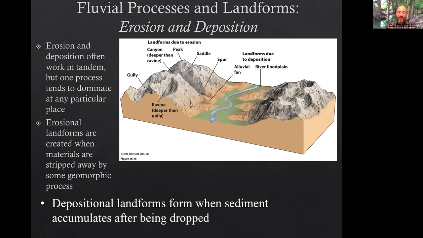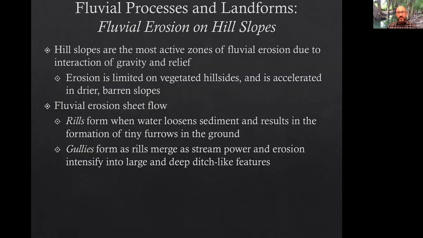Okay. Now, depositional landforms, where the material slows and drops out of the fluvial system, that's where we create and see alluvial fans on the landscape. And then within a river floodplain, there are features that are created by the movement of water in the river channel and during a flood event or a bankfull discharge. So taking a look at fluvial erosion on hill slopes.